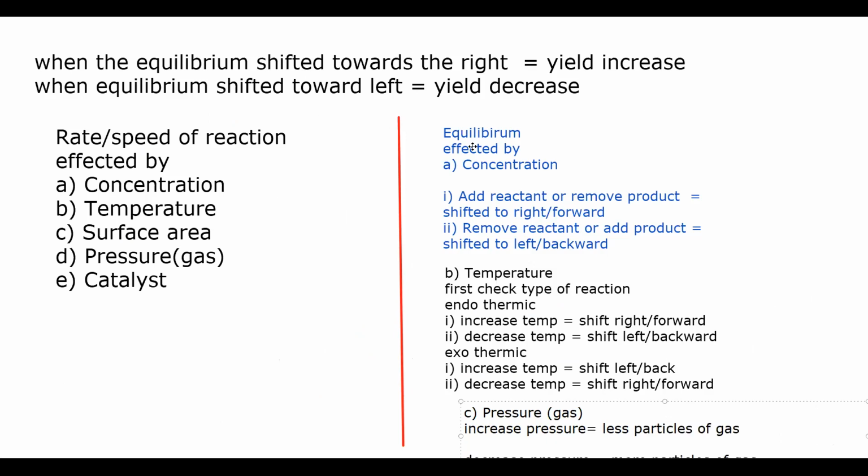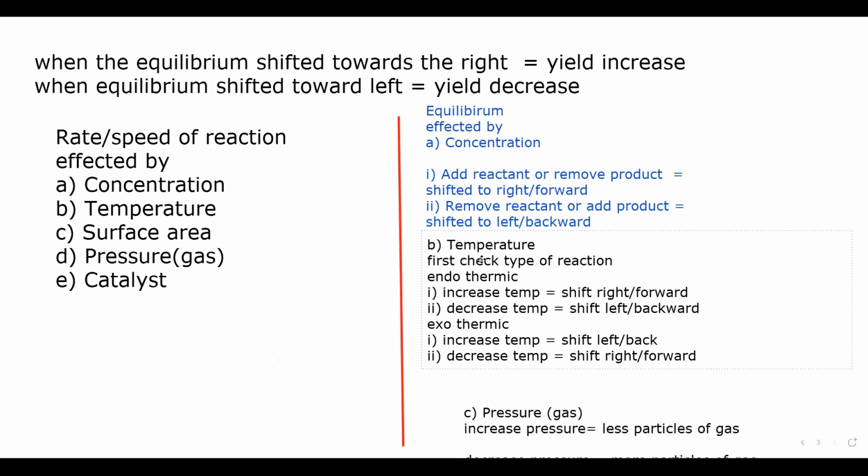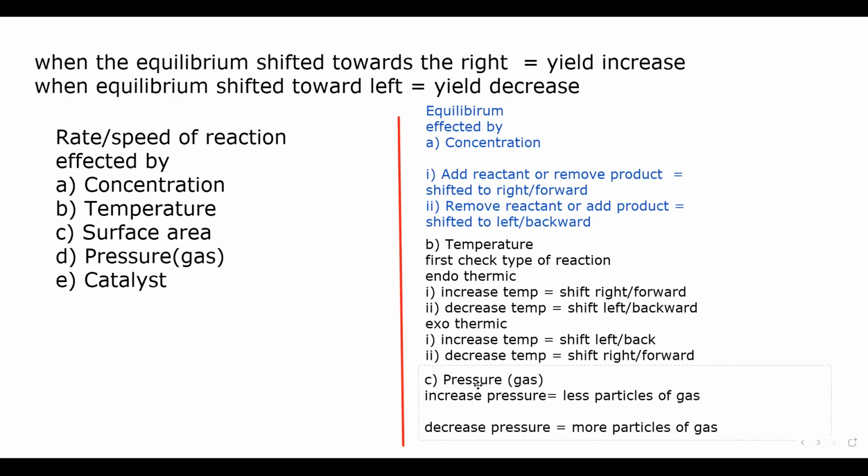So you have to learn this: the factors which affect the equilibrium and the factors which affect the rate. Rate increases with all these factors, but equilibrium depends on what change we carry out, either adding a reactant or removing a product, or changing the temperature or changing the pressure. Now we'll do some examples so it will improve your understanding of the topic.